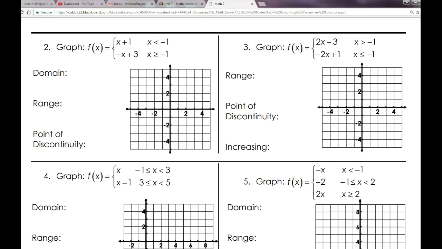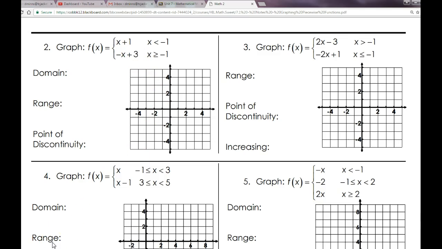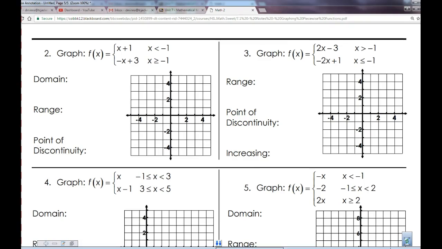Okay, number 2. We see the graph is in 2 pieces. When x is less than 1, we are at x plus 1. When x is greater than 1, we are at negative x plus 3. So the first thing we need to look at is where is our point of discontinuity? Where do things change directions? Or do they change pieces? Where would you have to pick up your pencil? And we see that right in this area. When x is less than negative 1, when x is greater than or equal to negative 1. So that's our point of discontinuity along this x equals negative 1 line.